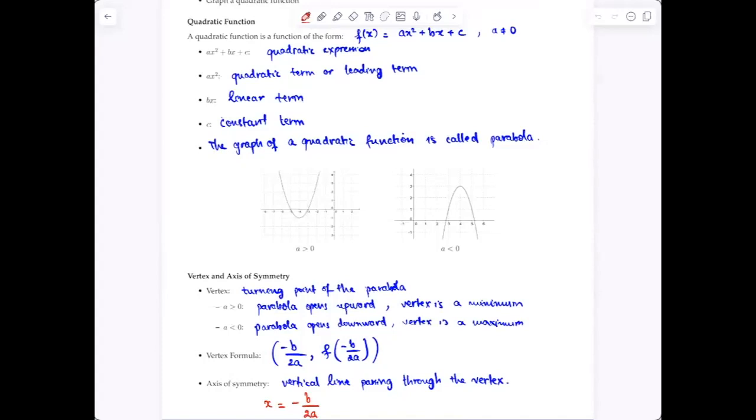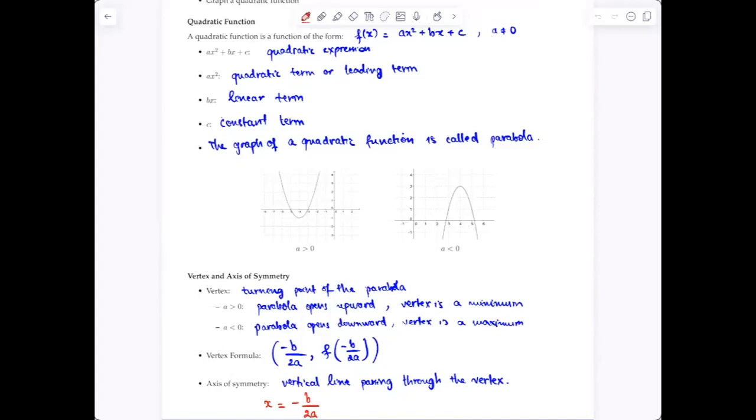You have the vertex, which is the turning point of the parabola. The turning point means the maximum or minimum. The vertex is the minimum when the parabola opens upward, when a is positive. When a is negative, the parabola opens downward, and then you have a maximum.